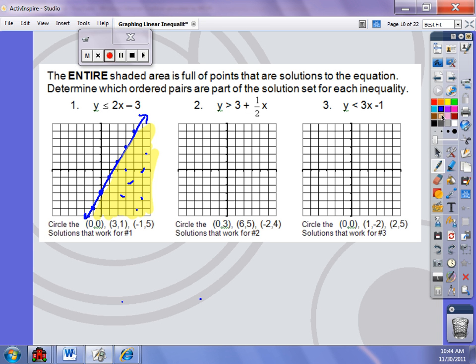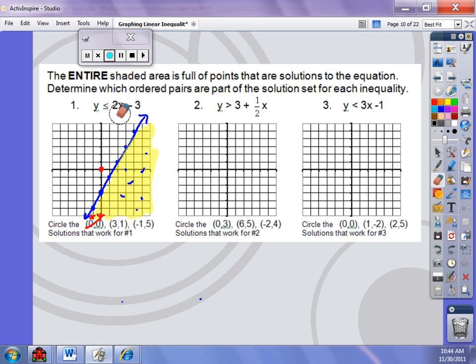0, 0. Let's plot that point. And you notice it is not in the shaded region. That means when I plug in 0 and 0 for x and y, it will make a false statement. 2 times 0 is 0, minus 3. It's saying 0 is less than or equal to -3. Well, 0 is not less than -3, and that is not true. This is not one of the solutions, and one way that you can see it visually is that it is not in the shaded region of the graph.